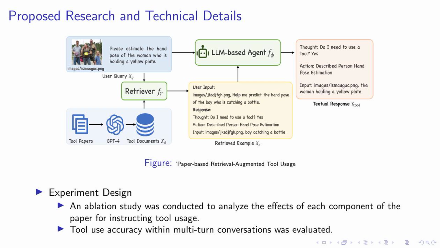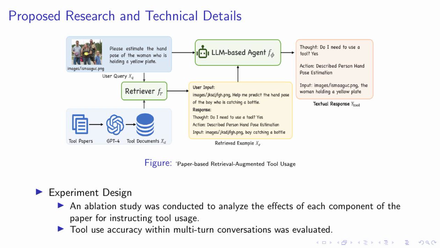We conducted an ablation study to dissect the impact of each component of the academic paper on instructing tool usage. This study revealed that incorporating the paper content, particularly the abstract and introduction, significantly improves the accuracy of tool usage. Interestingly, adding more paper components did not lead to further improvement, indicating that the abstract and introduction often cover the tool function and potential applications comprehensively.